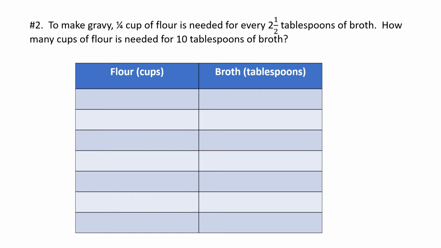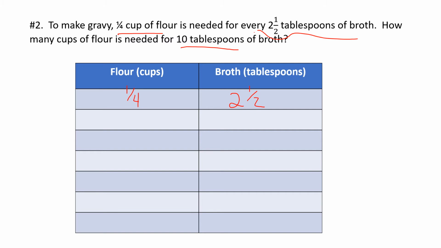Problem number 2: to make gravy, 1/4 cup of flour is needed for every 2.5 tablespoons of broth. How many cups of flour is needed for 10 tablespoons of broth? So let's begin this problem by creating our ratio table and filling in the first row. 1/4 cup of flour, 2 1/2 tablespoons of broth.